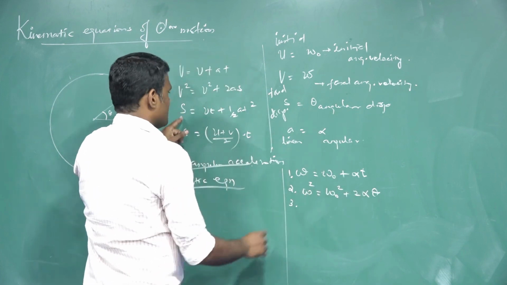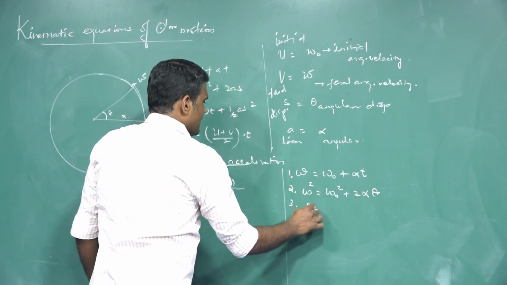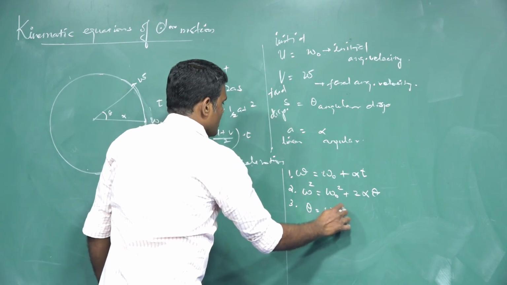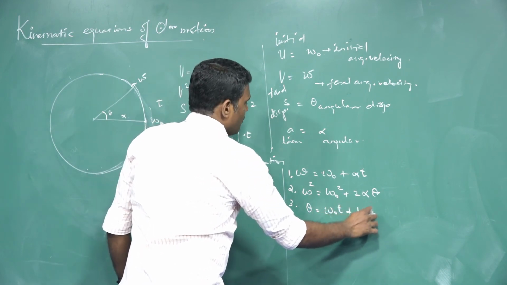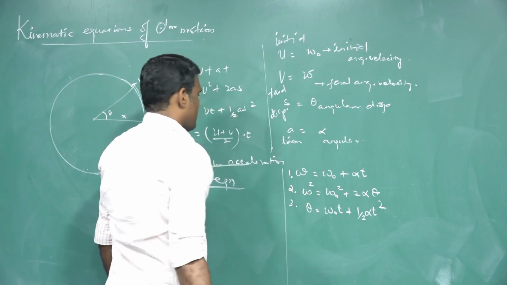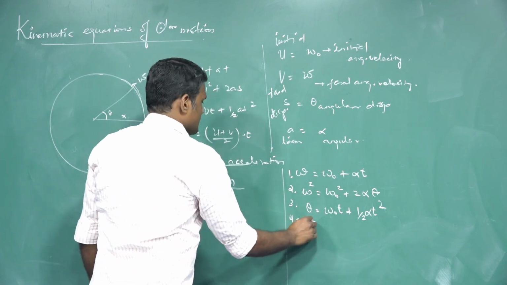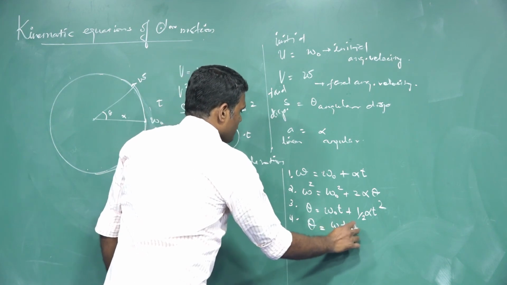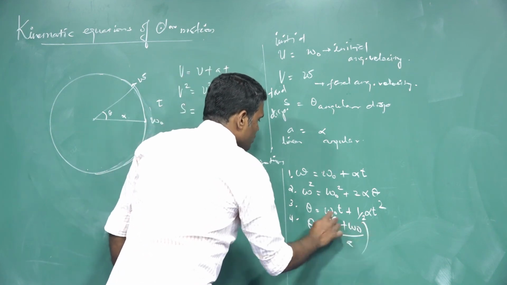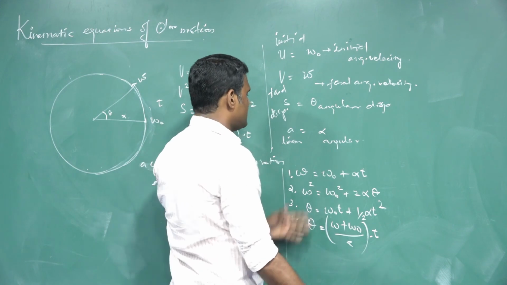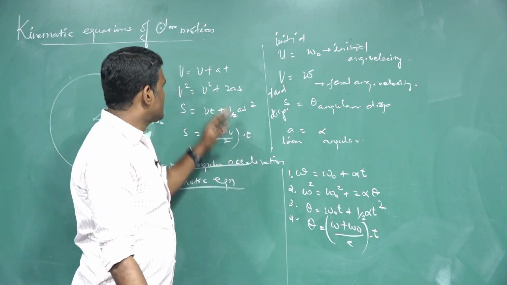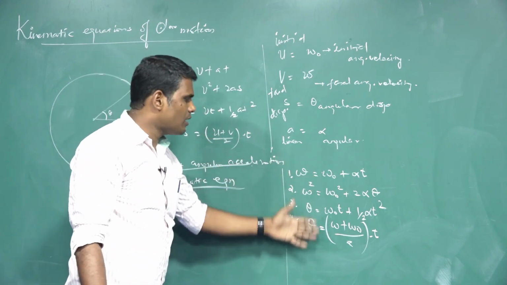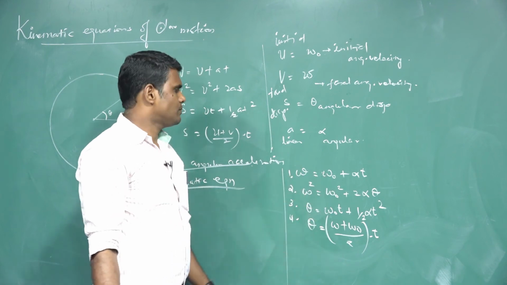Then third equation is theta equals omega naught t plus half alpha t square. And then fourth one is theta equals omega plus omega naught divided by 2 into t. See these expressions? Very simple. This is for linear motion. This is for angular or circular motion.